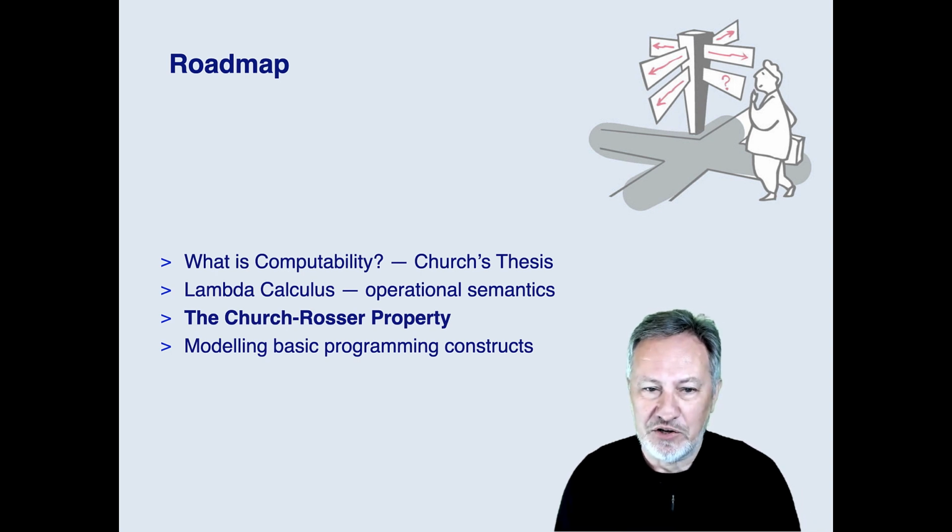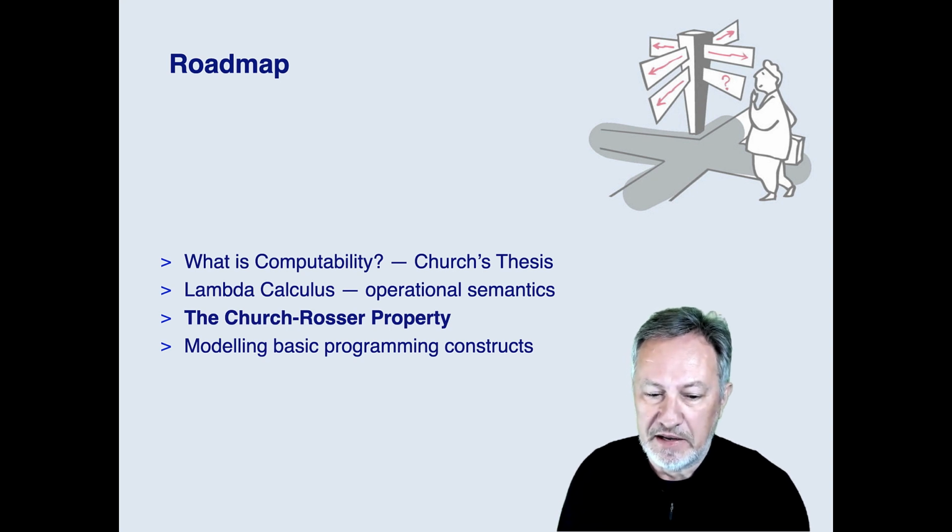In the next section, we'll have a look at the Church-Rosser property. This is the one which will tell us specifically how substitution works, and will allow us to reason about normal forms.